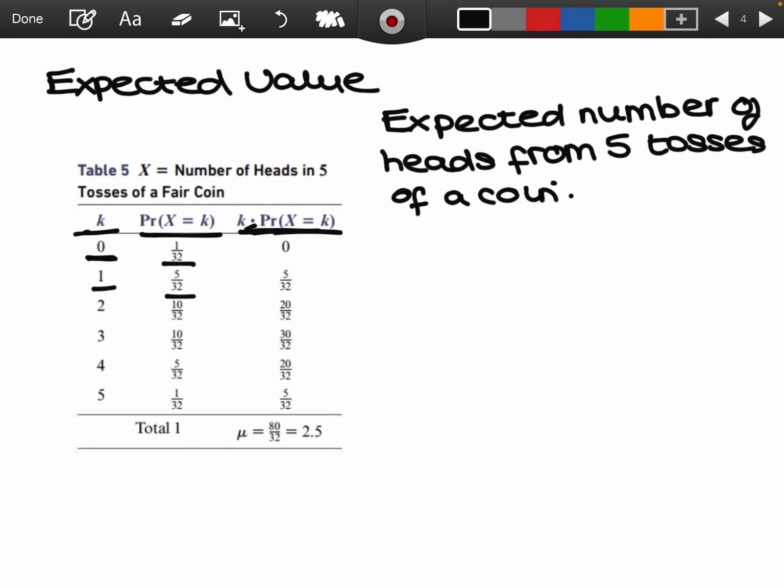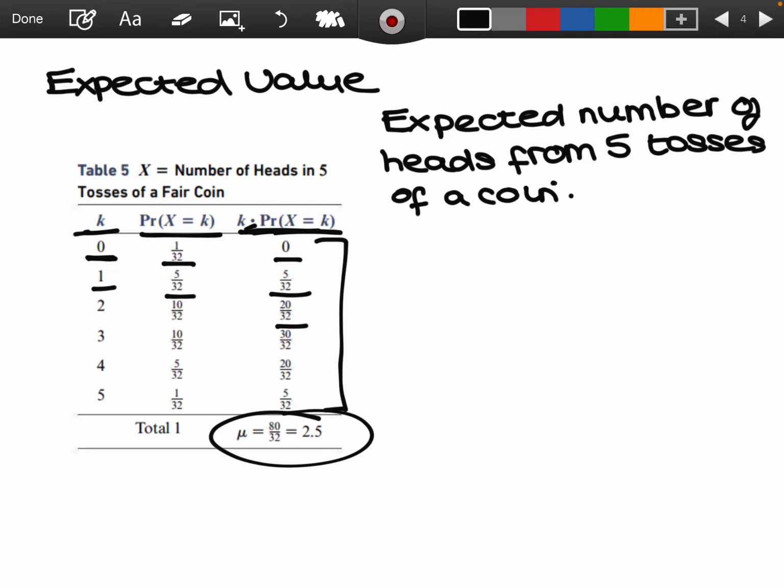So I've taken 0 times 1 over 32 is 0. 1 times 5 over 32 is 5 over 32. 2 times 10 over 32 is 20 over 32, etc. So whenever they ask you for the expected value of a game, the first thing I want you to do is to take each of the outcomes, multiply it by its probability in this probability distribution. Okay. Then, once you've got each of the outcomes multiplied by its probability, I just want you to add all of these values together. Okay. And when you do that, that will give you the expected value of the game.